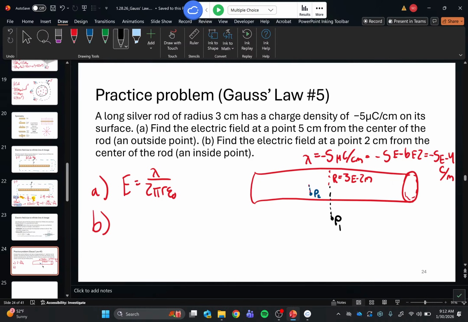All right, what's this rod made of? What material is this rod made of? Silver. What is silver? A conductor. What is the electric field inside a conductor? 0. The answer here does not involve any math. It requires you to realize this is a conductor.